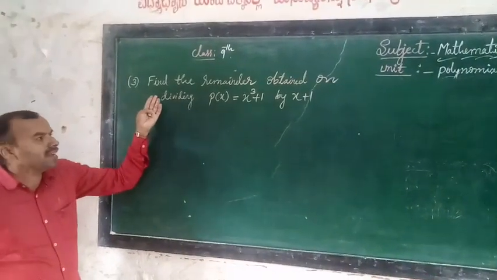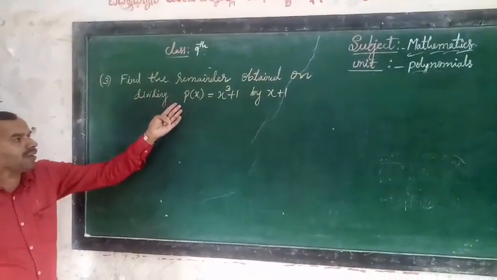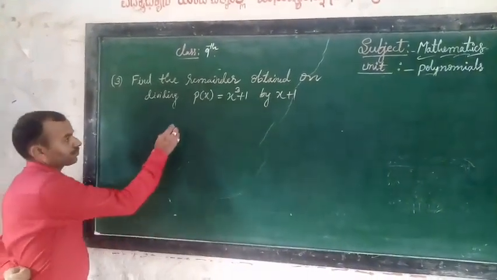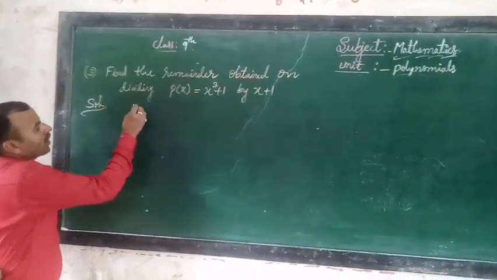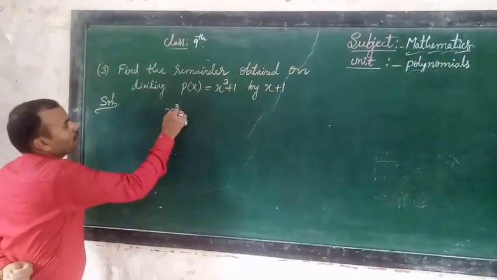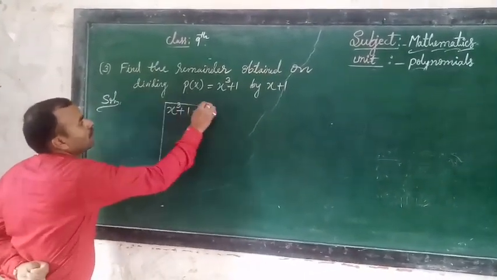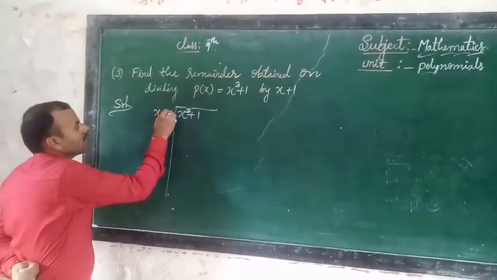Next problem, find the remainder obtained on dividing p of x equals x cube plus 1 by x plus 1. Here we take the solution. p of x, right here, x cube plus 1. This is q of x, p of x. We find q of x. Here write g of x.